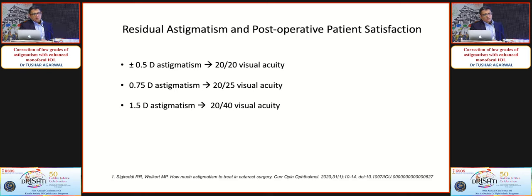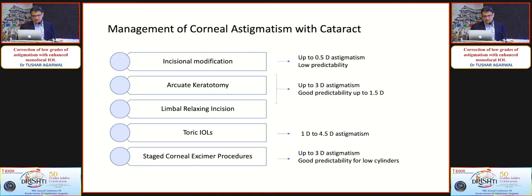Cataract surgery is now partly a refractive surgery along with being a therapeutic surgery. If you leave 0.5 diopters of astigmatism on the table, the patient can still see 20/20. However, once we cross this sort of red line above 0.5 diopters, you start to see a drop in the uncorrected visual acuity. And at 1.5 diopters, it drops to 6/12 or even worse. And this is the reason why we now address astigmatism at the time of cataract surgery itself.